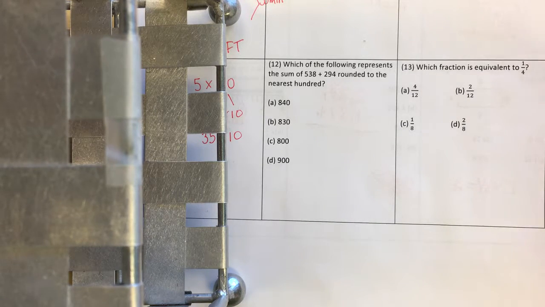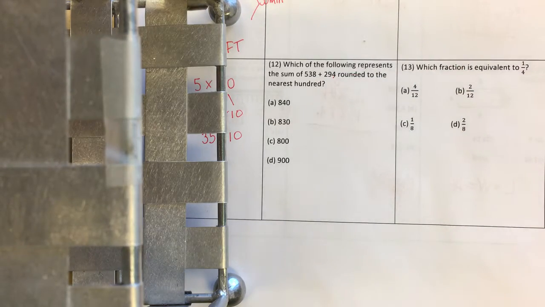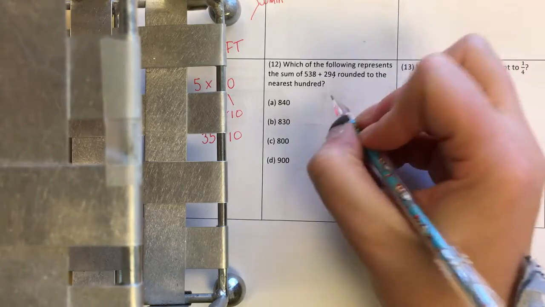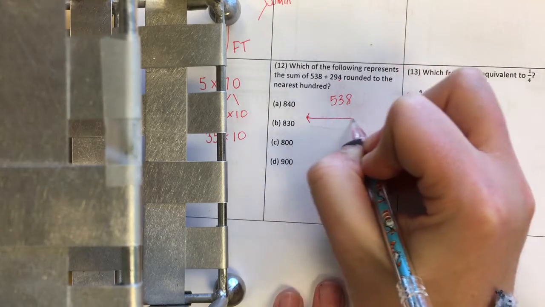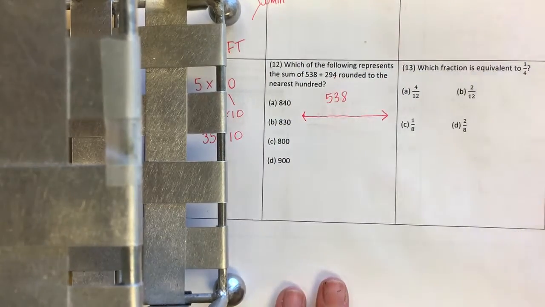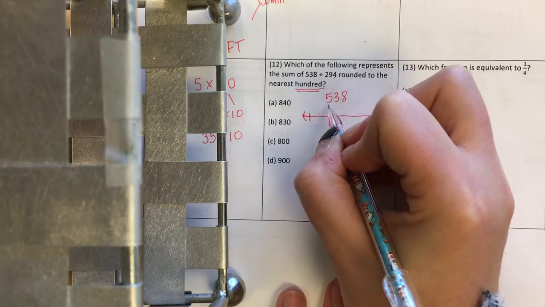I had a student yesterday that added these up first and then rounded the final number, but he got the wrong answer. So please make sure that you're rounding these numbers first. We want to round first and then add them to find our answer.